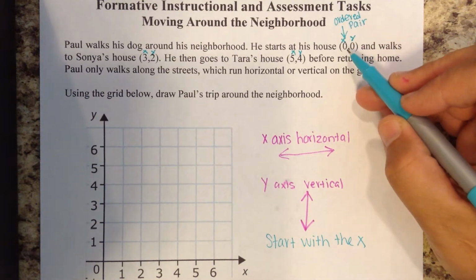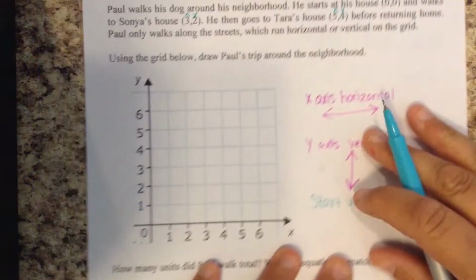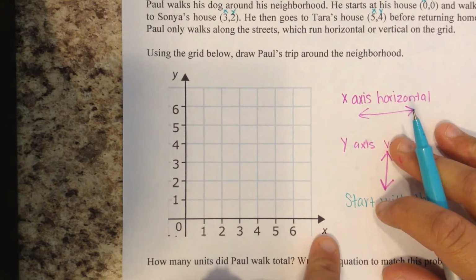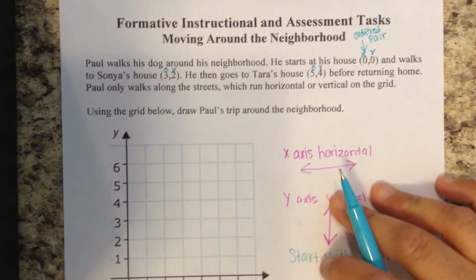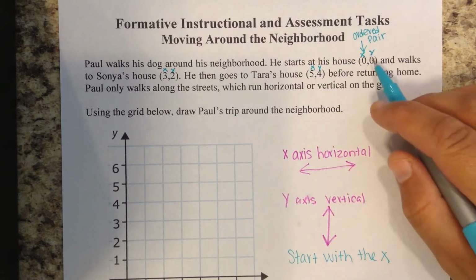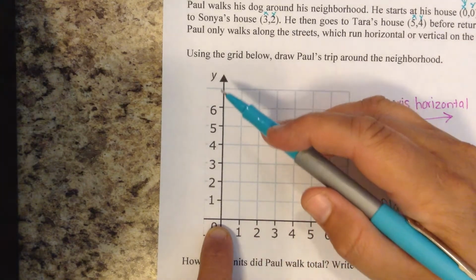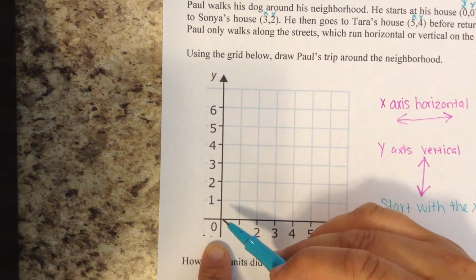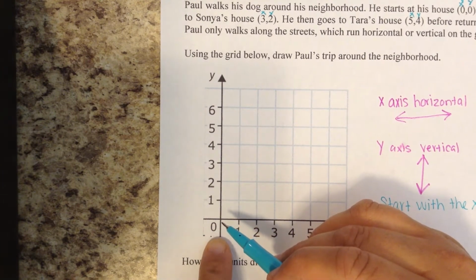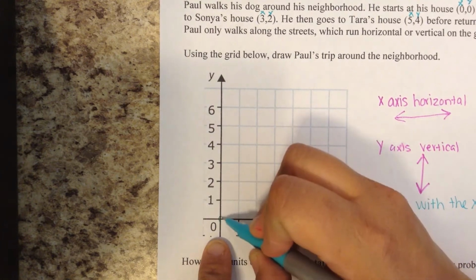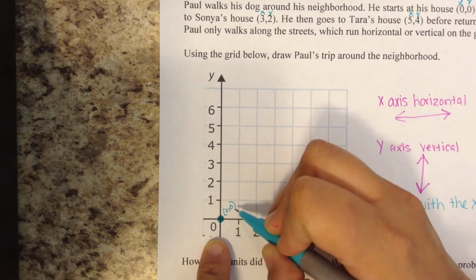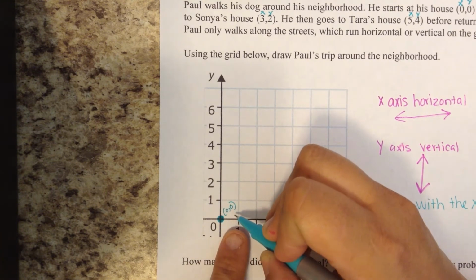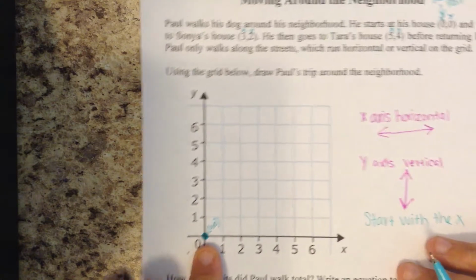So, if we have x is our 0, the first number is your x. We're going to locate 0 on the x-axis. Here's the x-axis, so we're going to find 0. There it is. Then we're going to locate the 0 on the y-axis. Here's the y-axis. There's the 0. So it intersects right here, 0, 0. So that's Paul's house. Okay, Paul's house is right here.